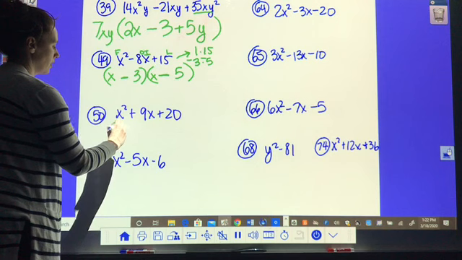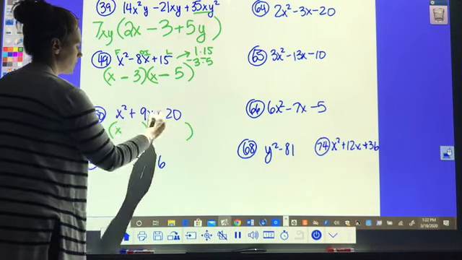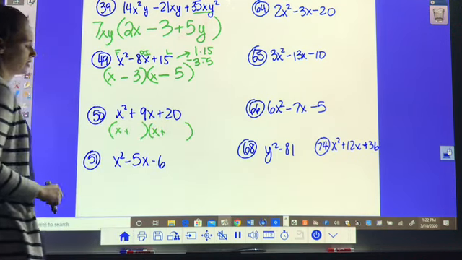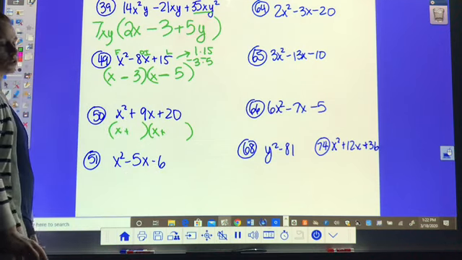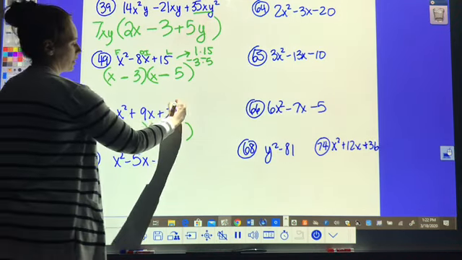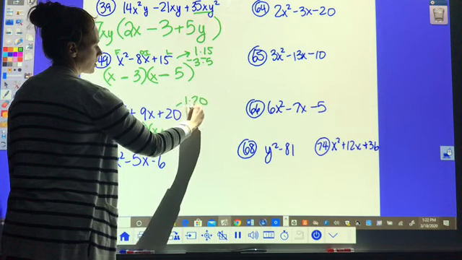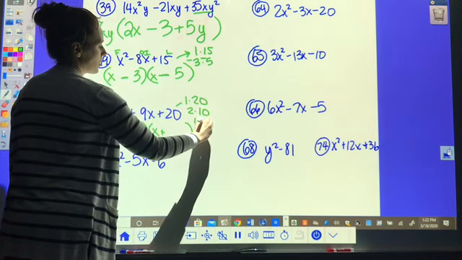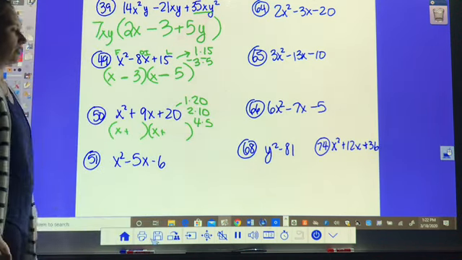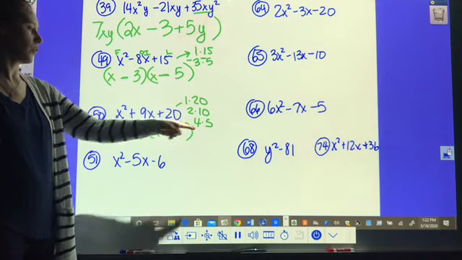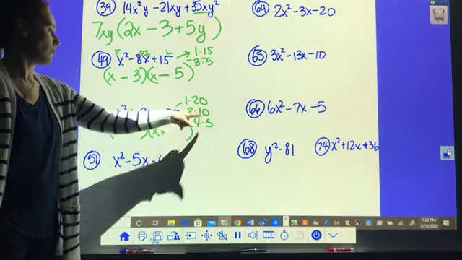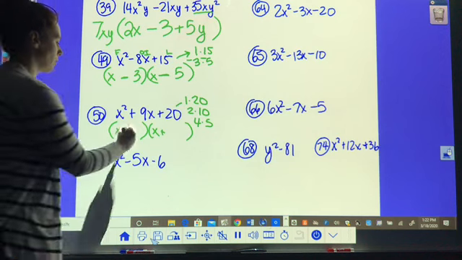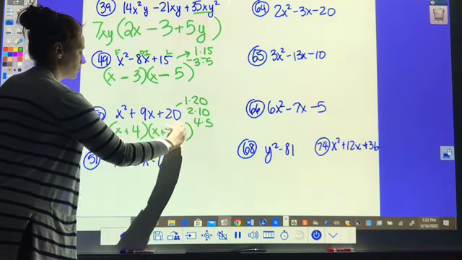Okay, this one I think is a little bit easier because everything's plus. These are the easiest. And you think of things that multiply to 20 that add up to 9. So if you like to list all the things that multiply to 20, that's fine. But some of you guys might already be automatically thinking, oh yeah, 4 times 5 works for multiplying to get 20, and 4 plus 5 is 9. So we're going to use the 4 and the 5.